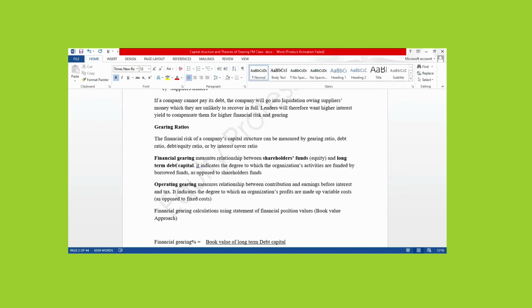Financial gearing indicates the degree or the extent to which the company's activities are funded by borrowed funds. It shows the extent to which a company has borrowed money.